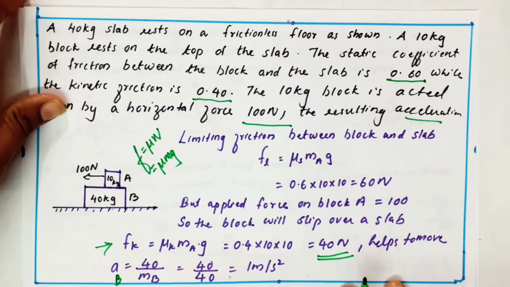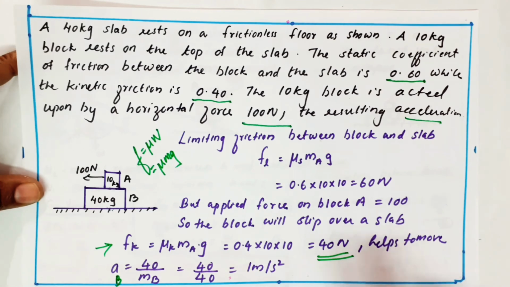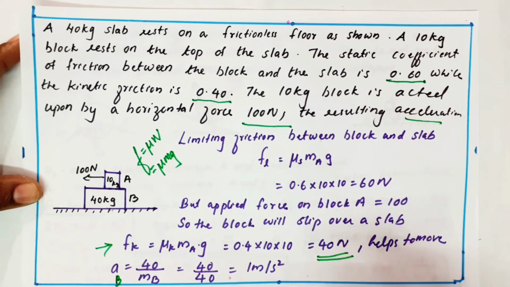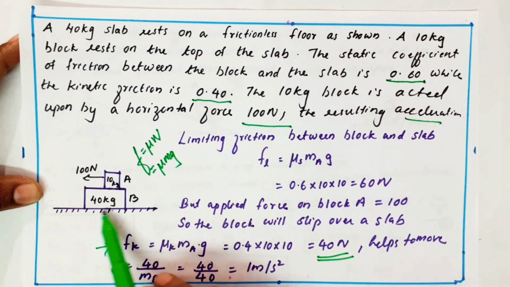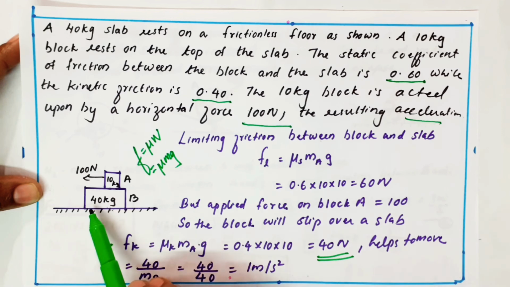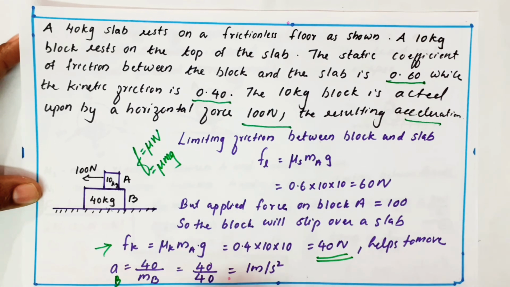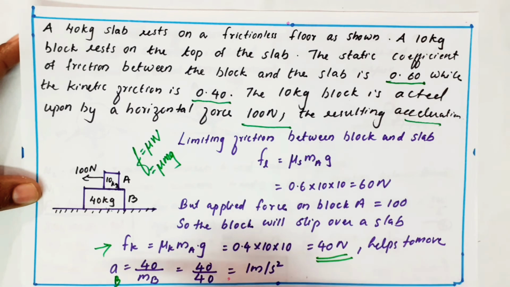40 by 40, that is 1 meter per second square. Understood? This type of questions is also important for the exam. So what is the question here? 40 kg on a smooth surface, but 10 kg is not on a smooth surface, it's on a rough surface. Then they are asking what is the acceleration of B. Directly for B there is no force, but A is getting the force. Then out of that force, total force A is not getting because friction is there. So we should find out what is the net force acting.